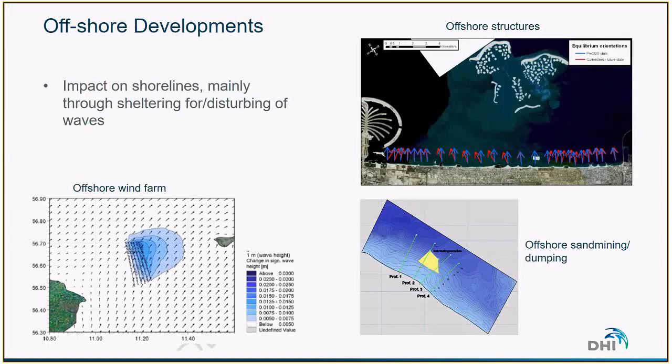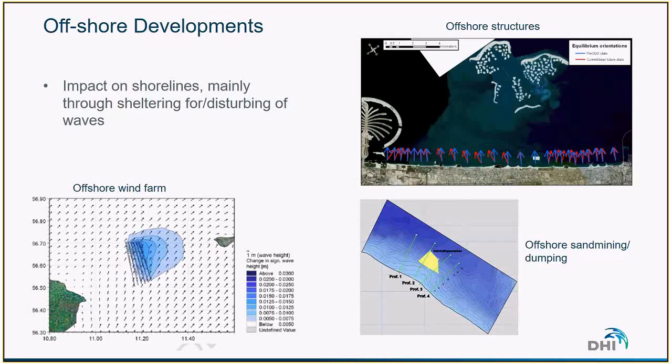But this impact is indirect, so to speak, because it's usually due to the change of offshore conditions. So as we can see here, this offshore wind farm in the bottom left corner has a sheltering effect for the waves, which can potentially affect the wave conditions at the neighboring island. As we can see in the top right corner, the offshore development and all these artificial islands have an impact on the coast as well.